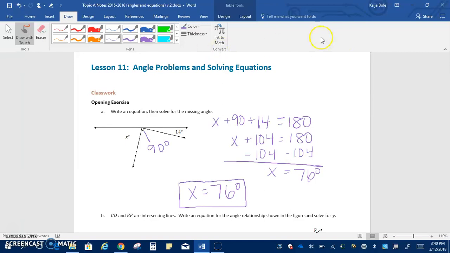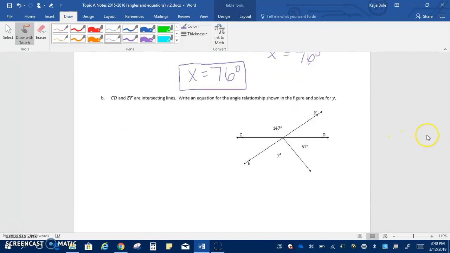Right. Part B here says CD and EF are intersecting lines. Write an equation for the angle relationship shown and then solve for y. Okay, when I look here, I see some vertical angles. So this 147 and the vertical angle across from it is both of these angles added up together. Alright, so we know that those two added up together will be 147, because vertical angles have the same measurement.